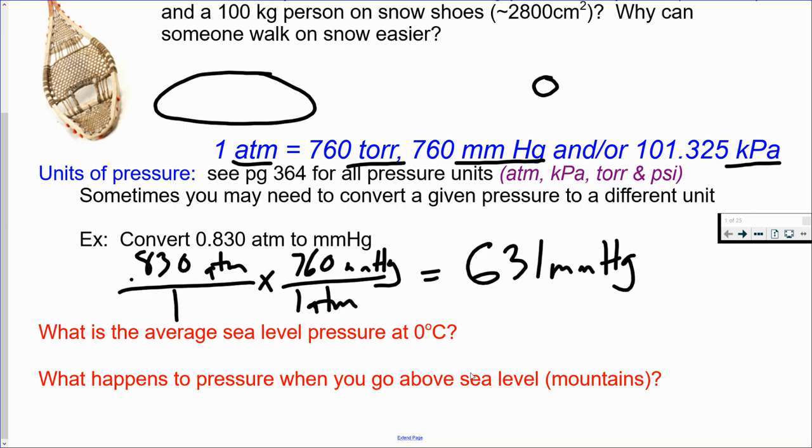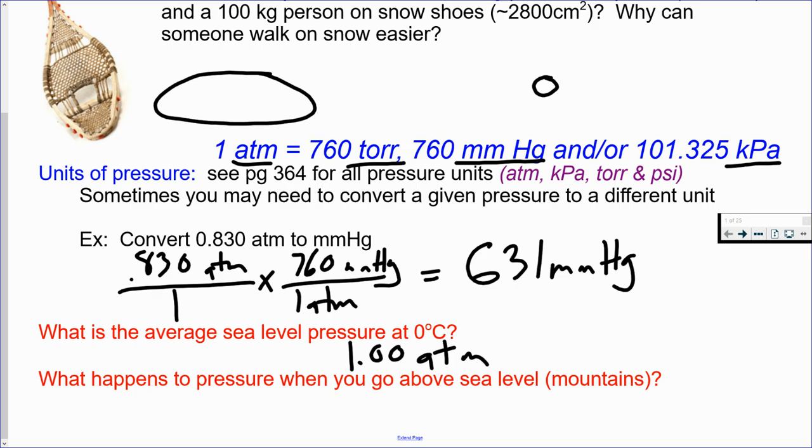So then some questions to just think about before we go into the next slide: what's the average pressure at 0 degrees Celsius at sea level? And the answer to that is 1.00 ATM, or any of those pressures from up top. So 760 torr, 760 millimeters of mercury, or 101.325 kilopascals.